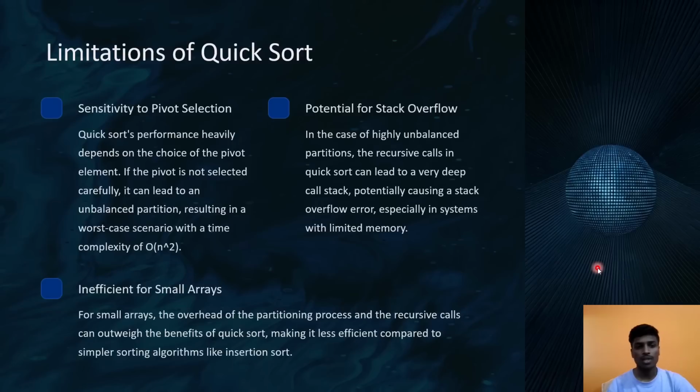So the limitations of quicksort are: since it is sensitive to pivot selection, the pivot selection can have a major impact on the time complexity of quicksort. The pivot selection should be carefully done. The potential for stack overflow: stack overflow is common in quicksort. Inefficient for small arrays: small arrays have an inefficient complexity.